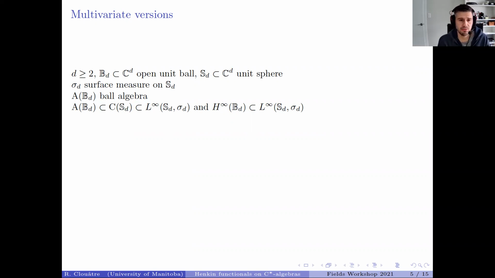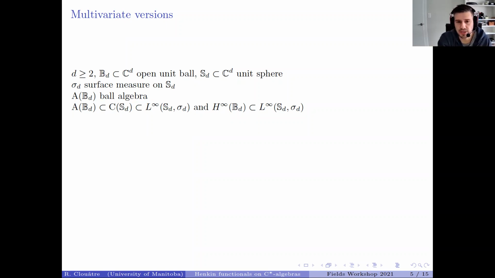And as I said, I replaced the disk algebra by the ball algebra, A of the ball. So that's the algebra of all continuous functions on the closed ball that are holomorphic on the interior. As before, I view this as sitting inside of continuous functions on the unit sphere, by restricting to the sphere and using the maximum modulus principle if you want. And in turn, this algebra of continuous functions I view as sitting inside of L infinity of the sphere with respect to surface measure. And our old friend H infinity is still there. So H infinity of the ball this time is the algebra of all bounded holomorphic functions on the open ball, which we view as sitting inside of L infinity again. So these are analogs of the previous objects.